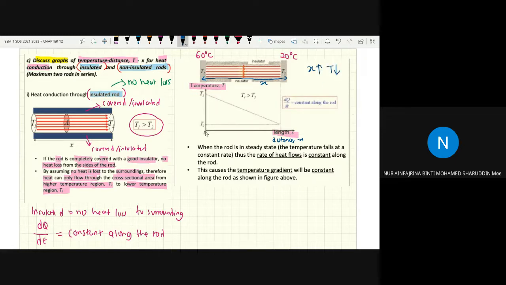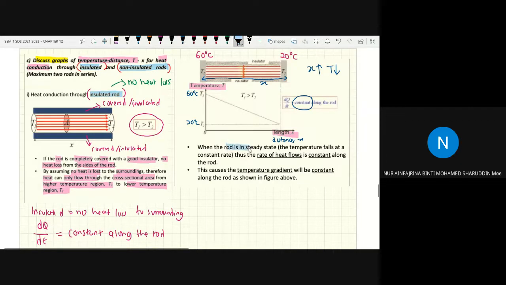That's why you look at this graph. As your distance is increasing, your temperature is actually dropping. For example, here 60 degree Celsius and here, for example, 20 degree Celsius. That's what it means. But the rate of heat flow is constant along the rod. Why? Okay, let's see.